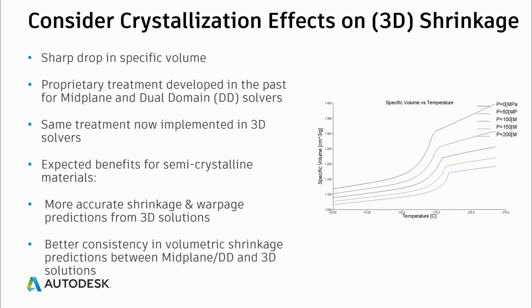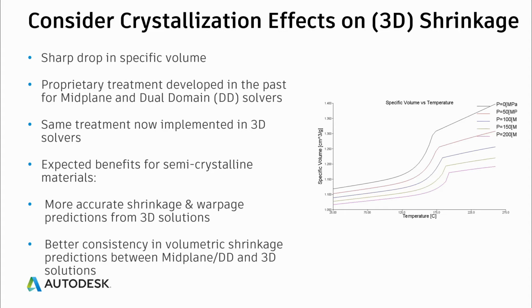The benefit of this is that for semicrystalline materials, we now expect to have more accurate shrinkage and warpage predictions for our 3D solutions, and also better consistency in the volumetric shrinkage and in the deflection predictions when you compare midplane or dual domain results to 3D results.